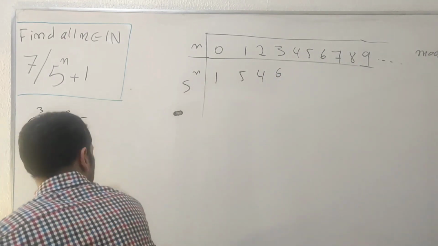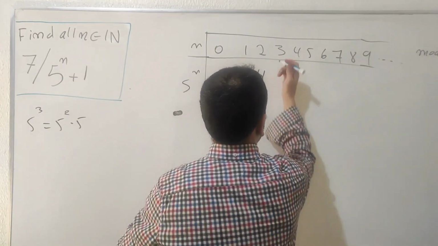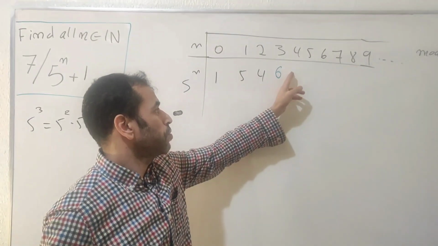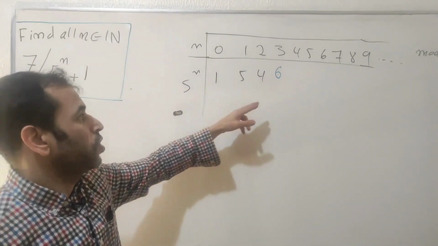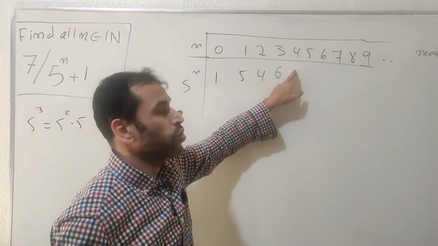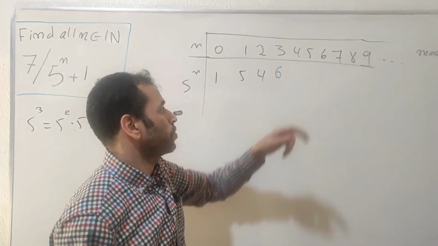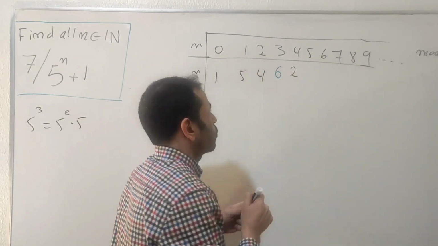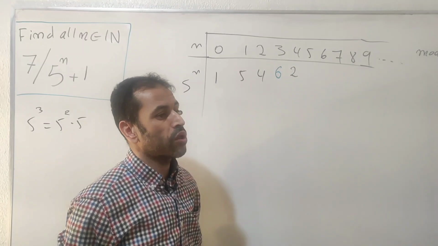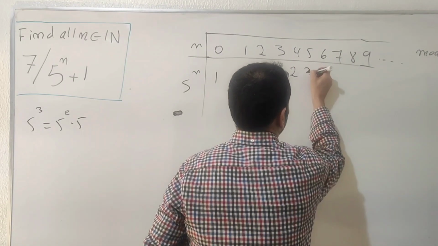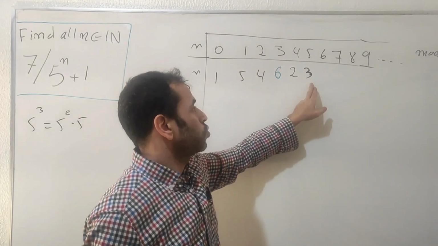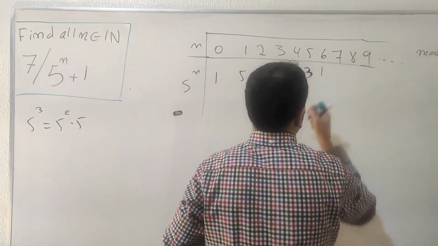Let's change the color of this one. For the next value, just keep multiplying the remainder by 5 in order to get the next remainder. So 6 multiplied by 5 is 30. 30 is 2 more than 28, because we know 28 is divisible by 7, so I get a remainder 2 here. Next, multiplying this remainder by 5 gives 10. 10 is 3 more than 7, so the remainder is 3. For the next value, multiplying 5 by 3 gives us 15. 15 is 1 more than 14.